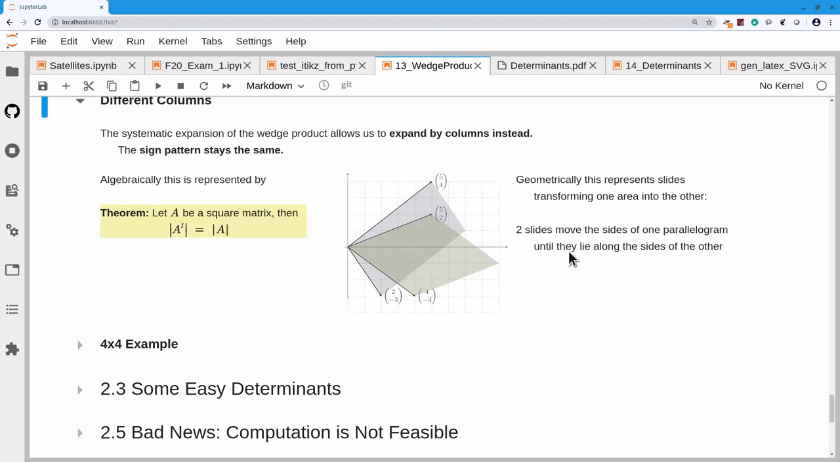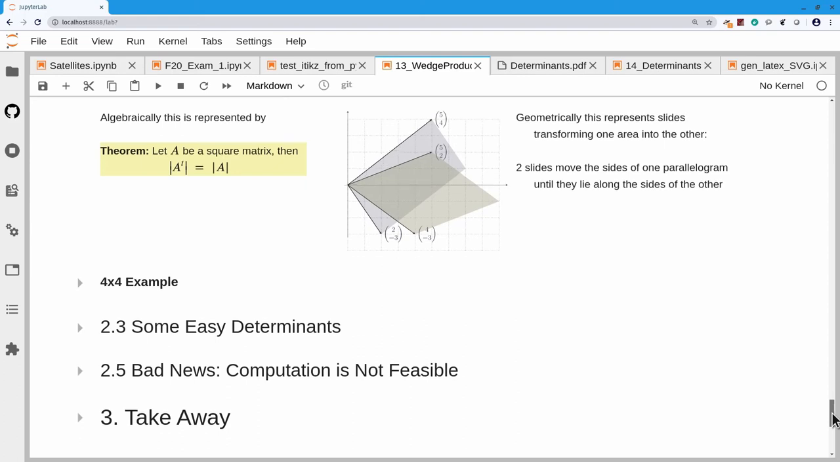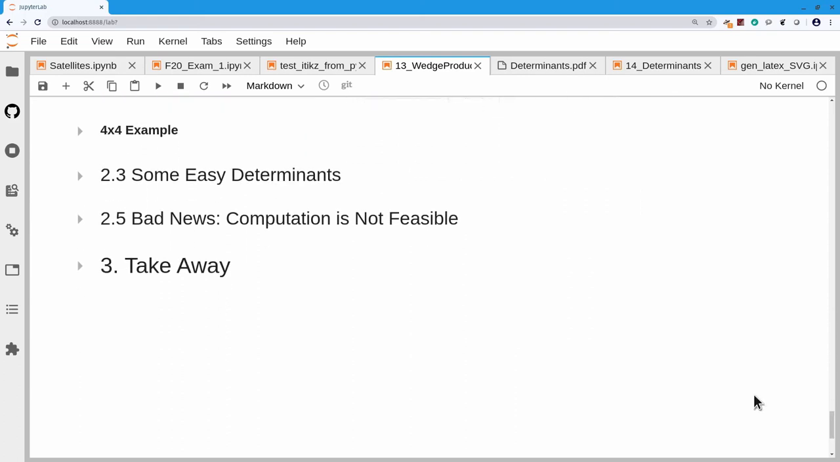Two slides are going to move that gray area into the tan area. And geometrically, that indeed works out to the determinant of A transpose, the tan area, is equal to the determinant of the original matrix A, the gray area.